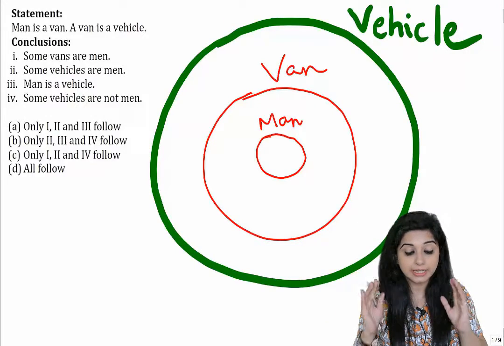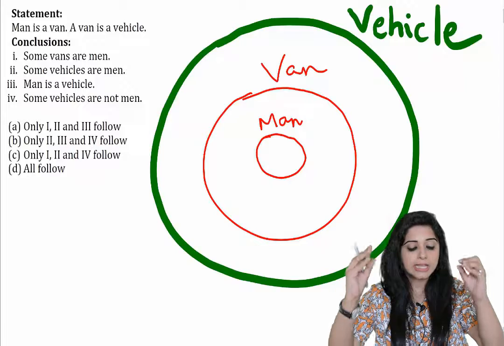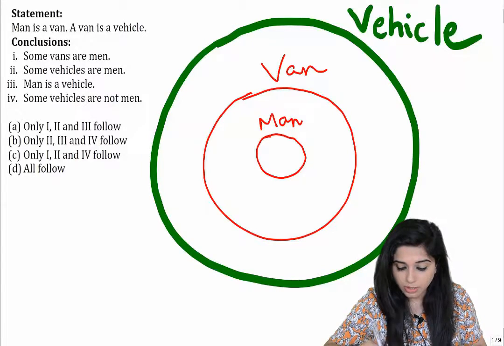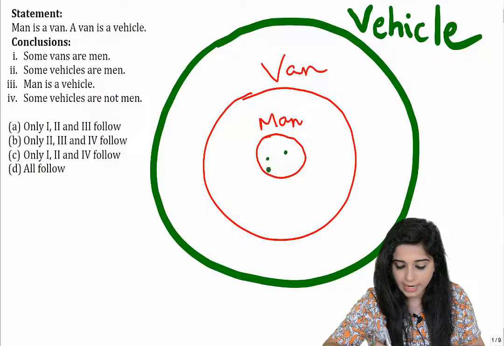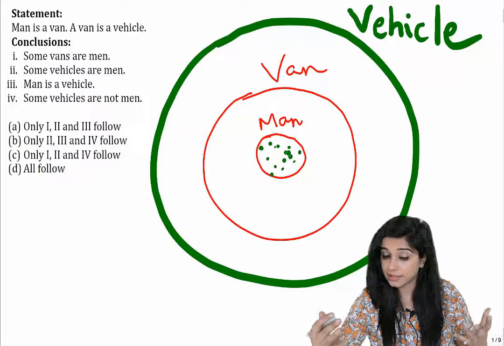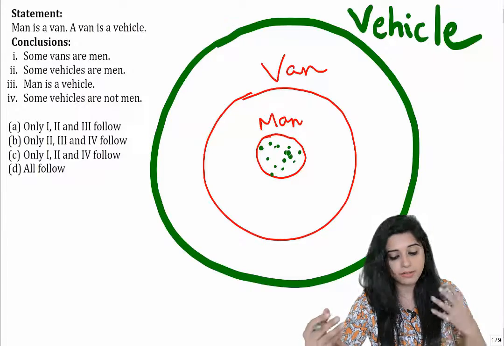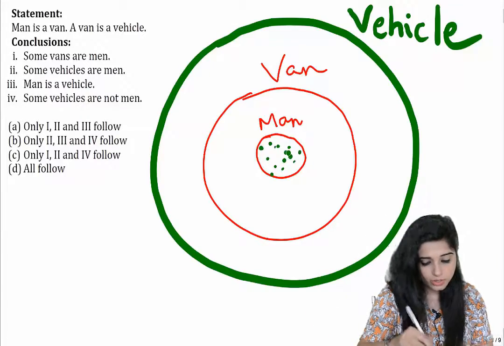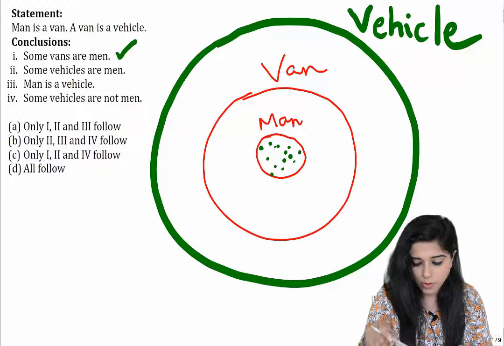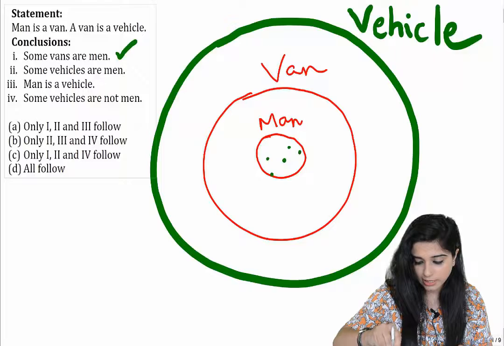Now let's look at the possible conclusions. What you have to do is see if they are true. Okay, some vans are men. It says some vans are men. The ones that are inside this area, those vans are men. Yes, of course they are. So this one is true, right? Let's look at the second conclusion.